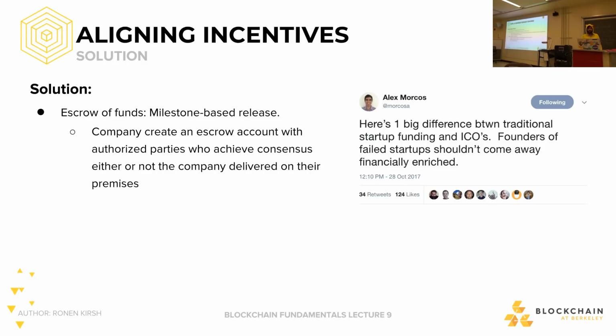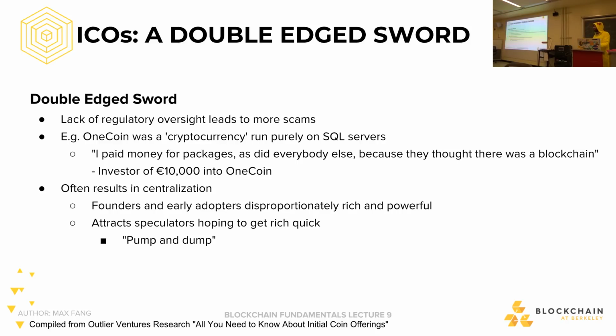So ICOs are essentially a double-edged sword. They have this lack of regulation, which we desired from a cryptocurrency and from a system in general, but that lack of regulation makes it much more dangerous for the users, because now the users have to do their own due diligence. For example, OneCoin, if you've ever heard of that, it was a cryptocurrency. It was run entirely on a central database. It was just some number in some database which people were paying into. Like, I paid money for packages, as did everyone else, because they thought there was a blockchain. They just assumed there was a blockchain and put money into this OneCoin without even thinking about what was going on. If they had done a little bit of research, they would have seen that there's no block. It's just a number. And they paid into it because it has the word coin in its name.